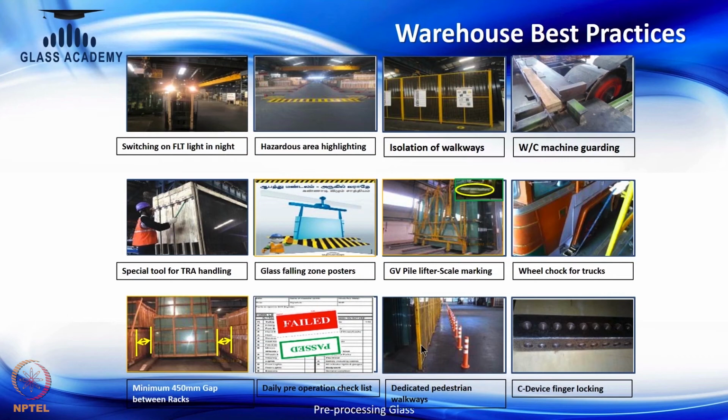Even if we carry glass on a forklift at night, the forklift headlight should be on. In hazardous areas, there should be a good amount of illumination and lighting in the glass warehouses. It's an important point. Walkways should be isolated from the storages, otherwise people walk and their body is exposed to the sharp edges of glass, or sideways some glass can break and fall. Those sharp edges will get exposed to the people who are walking.